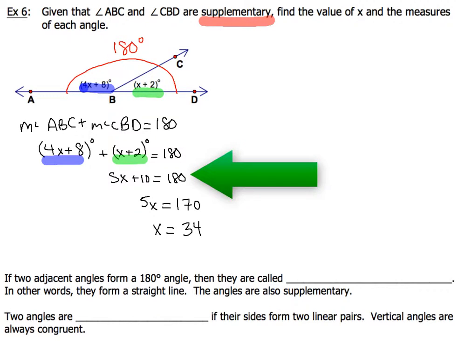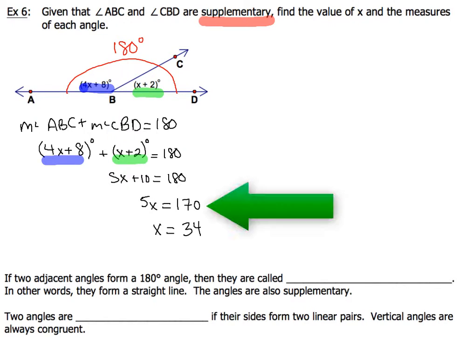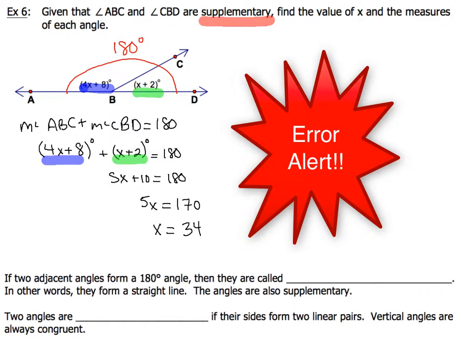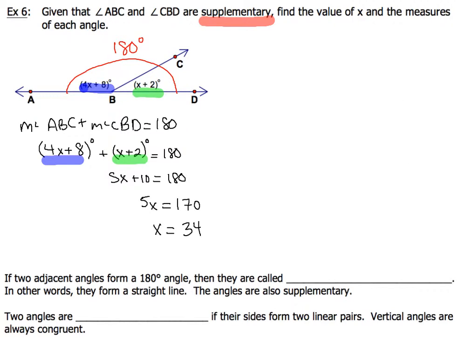Now in the third line, we're going to combine like terms to end up with 5x plus 10 equals 180. Using the subtraction property of equality, we'll get 5x equals 170. Last, we use the division property of equality to get x equals 34. Now, common error, people think they're done when you get 34. You're not. So continue on, but make sure that you read the question to figure out what it is that you've got to find. In this case, we have to find the measures of each angle.